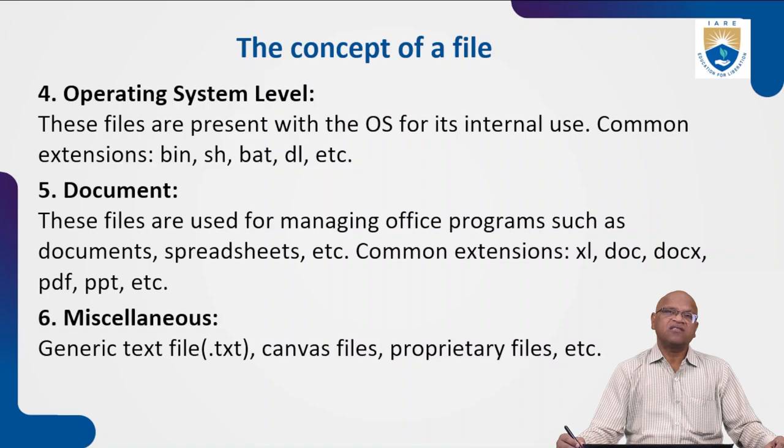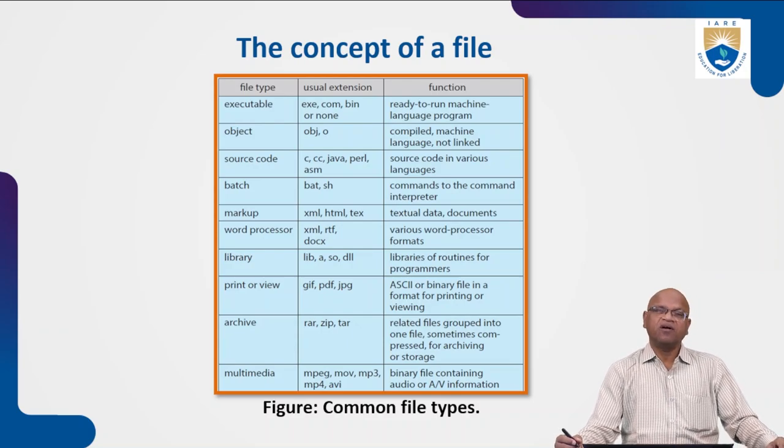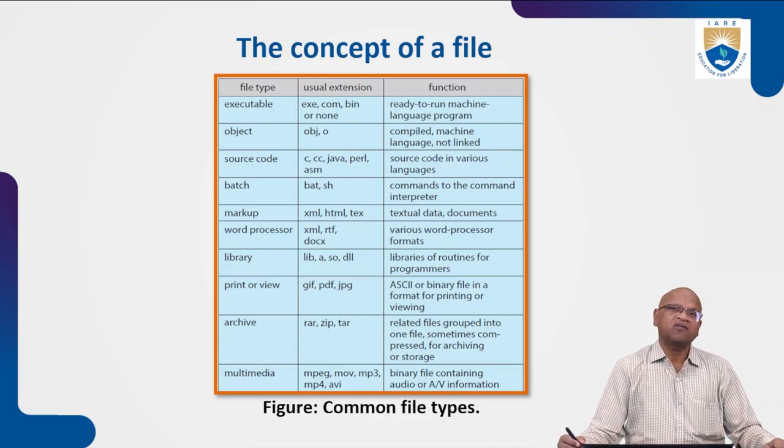Next, document. These files are used for managing office programs such as documents and spreadsheets, with common extensions like Excel, .doc, .docx, .pdf, .ppt. These are the file types we are discussing. Then miscellaneous, generic text files, .txt, canvas files, proprietary files, etc. There are different types of files out there. So you see this table. The executable file is what we get after compilation of our program: ready-to-run machine language programs.